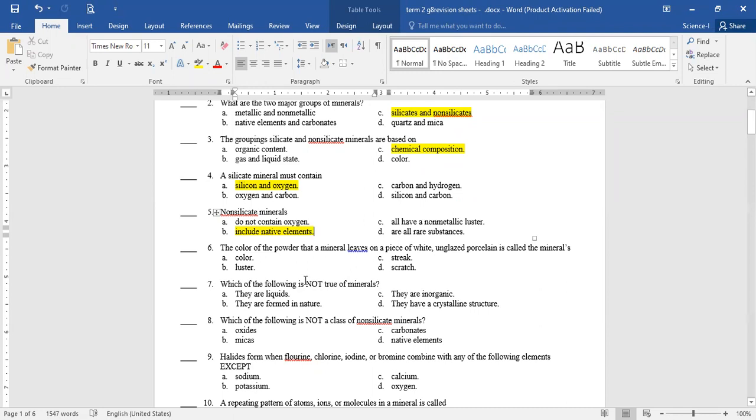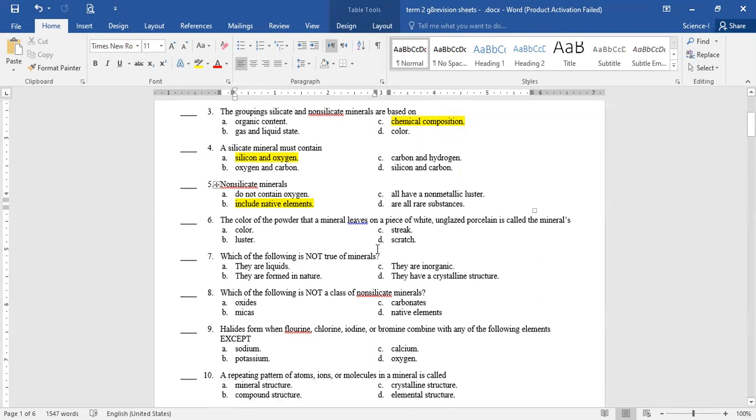Good. Question number 6. The color of the powder that a mineral leaves on a piece of white unglazed porcelain is called the mineral's what? Yes, Reem? C. C, streak. Good. So we said that's one of the ways that we could identify a mineral. And we said that the streak is more reliable than color, because the streak shows the internal color, while the color is not that reliable because many minerals have the same color, or the same mineral may have different colors due to the different impurities found in its structure.